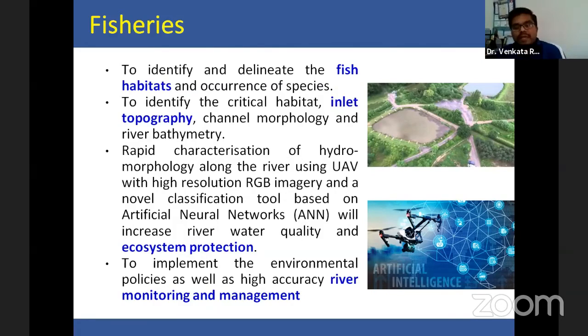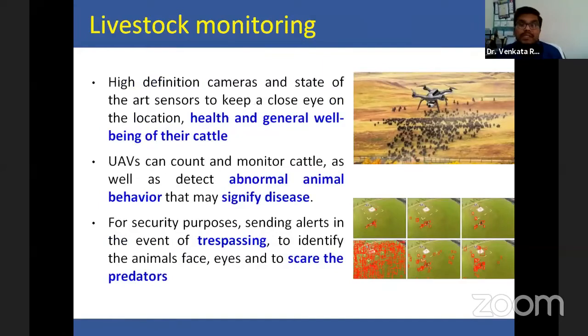At the same time, people are also using it for river monitoring and management, and for rural lakes, especially tanks and the cascading modes, to monitor how they work. In the Indian context this is very essential. Now, livestock monitoring is again one of the important aspects of rural development: the health and general wellbeing of cattle, and abnormal animal behaviors and significant diseases can be monitored. Many governments, especially the Telangana government, are pumping so much money into sheep, and people from one community get their livelihoods from it. So how to track them and trap them, all those things can also be done effectively with drones. It can also detect trespassing and scare off predators when the animals go for grazing. This can also be very important.